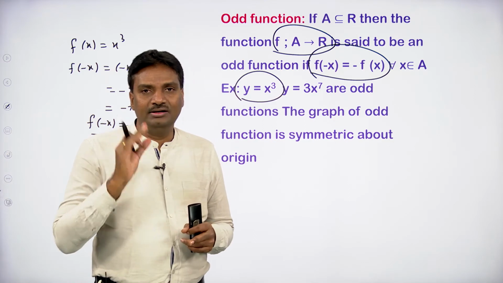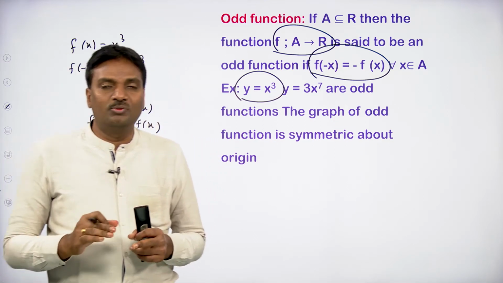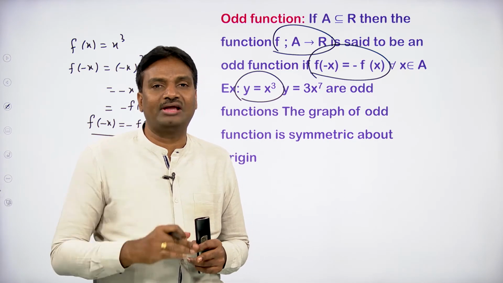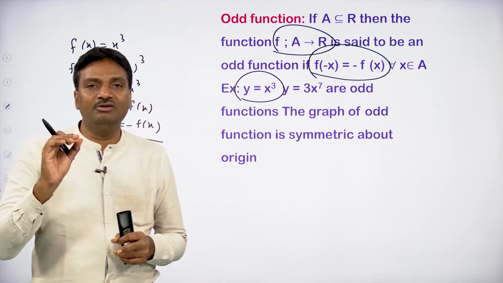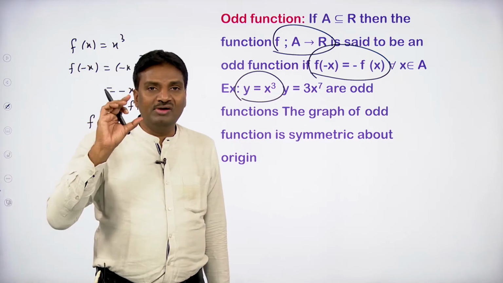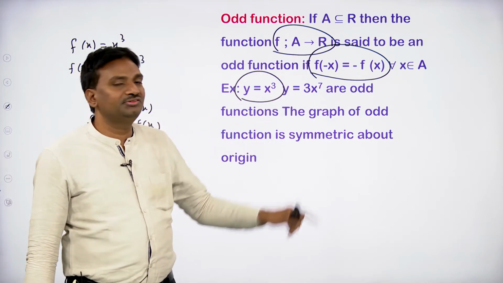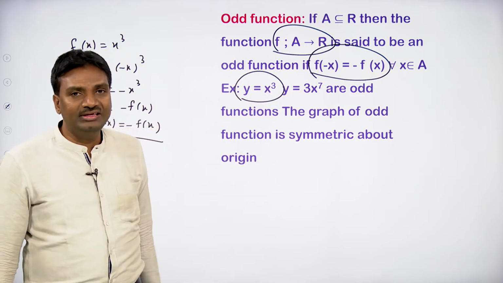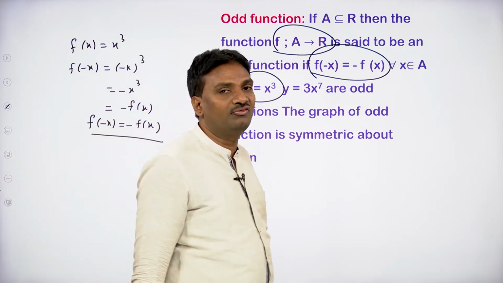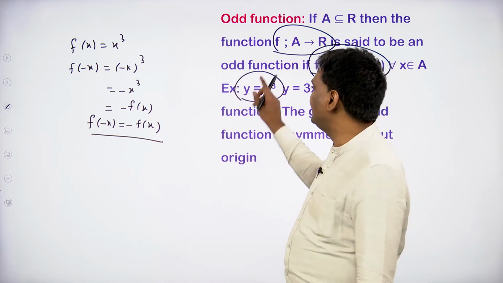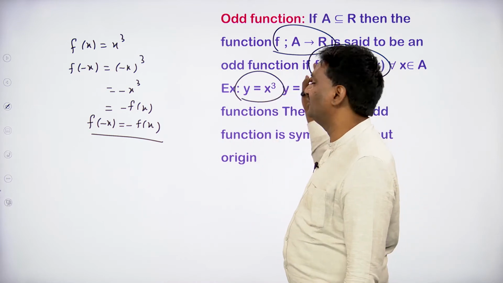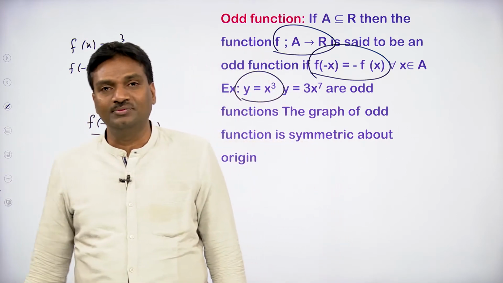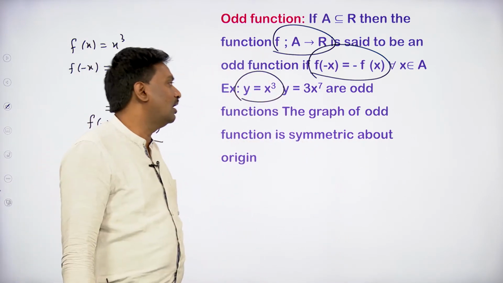The odd function definition: suppose R is the set of all real numbers and A is any subset of capital R. If we take a function f from A to R, and f of minus x equals minus f of x for all x belongs to A, then we can say the function is an odd function. Let us take the examples f of x equal to x cube, f of x equal to 3x power 7, f of x equal to x power 11, like that. Those functions are known as odd functions.